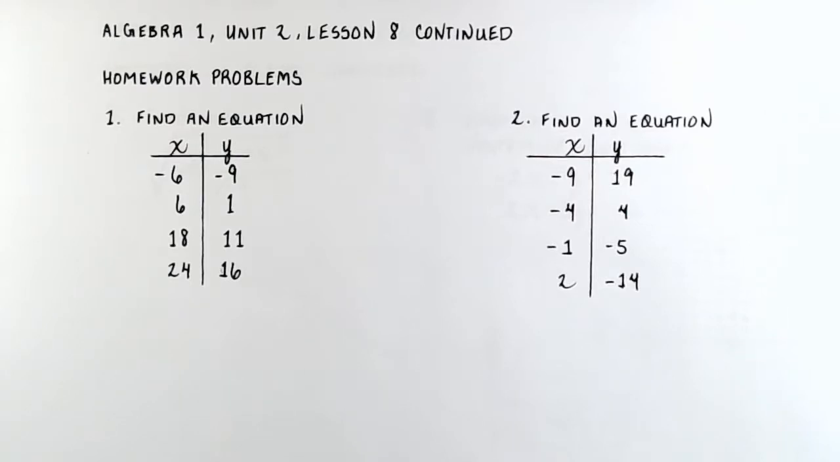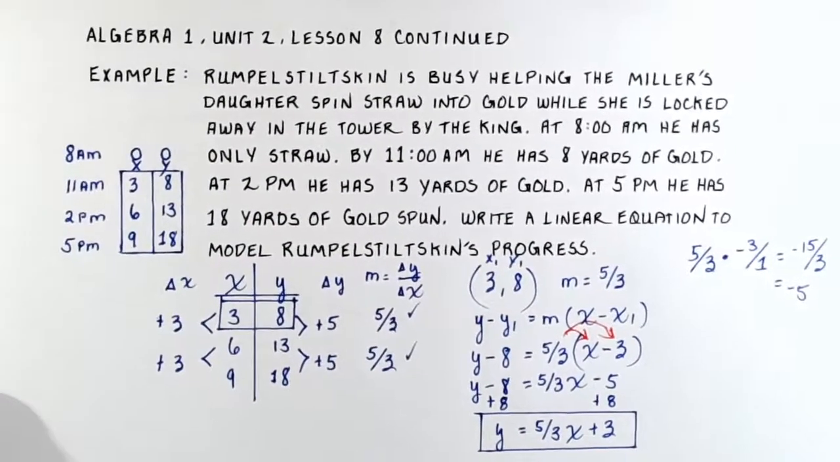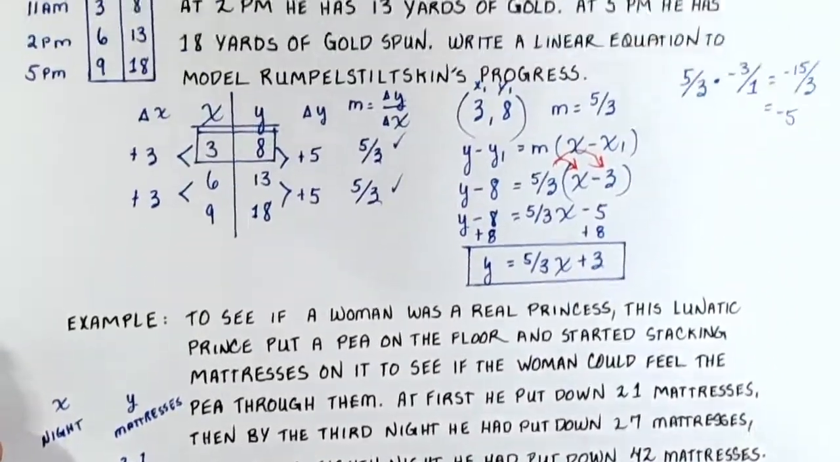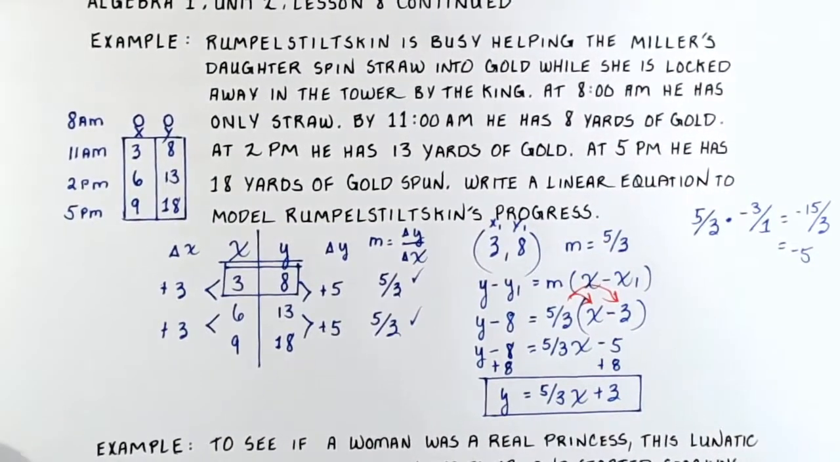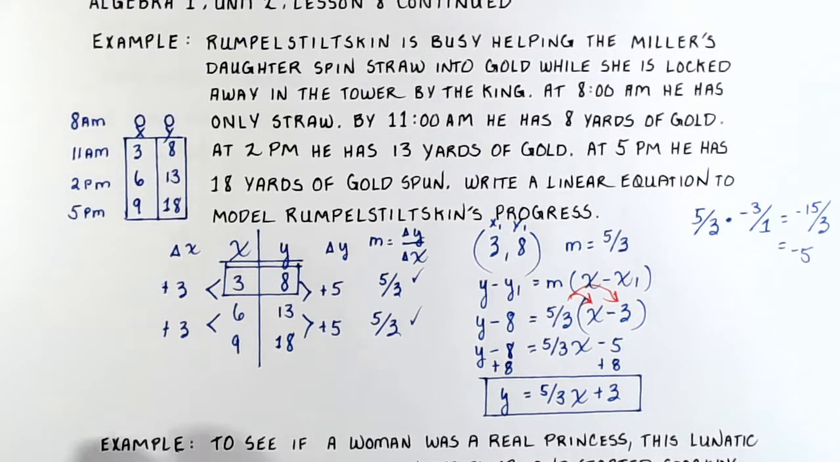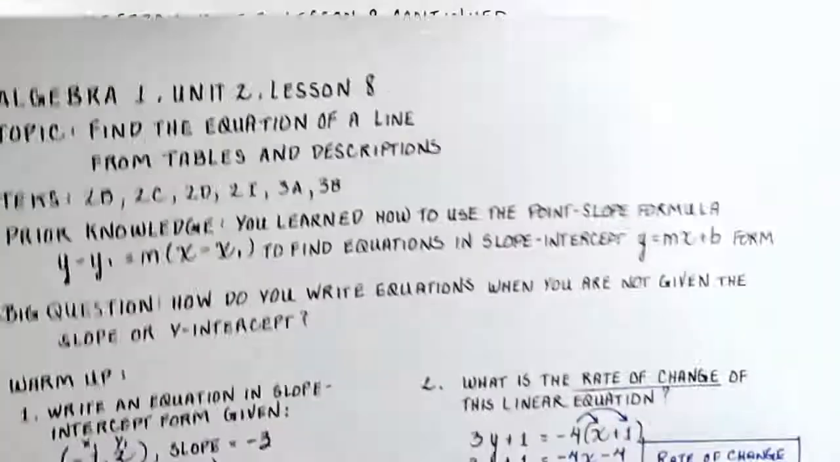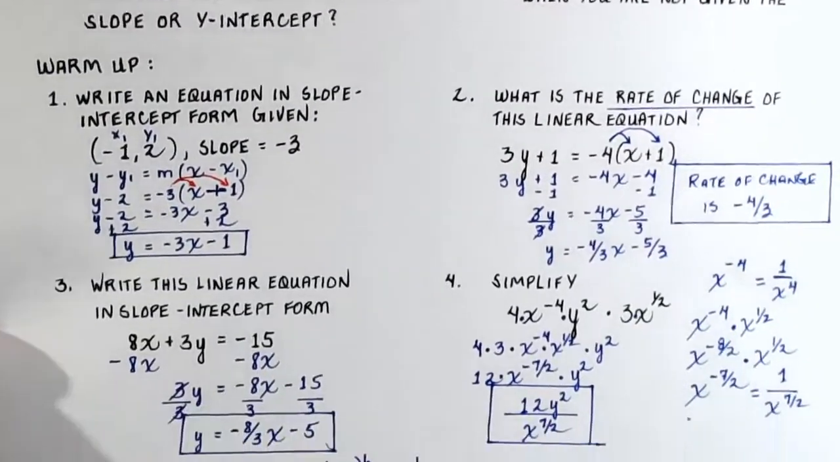So let's go over what we learned today. Let's go backwards. We learned how to read through a word problem and create a table of data, and then compute the change in the x's and the change in the y's and pick a point, and then use our point slope formula to solve for an equation. All right. And then we worked out a number of problems here.